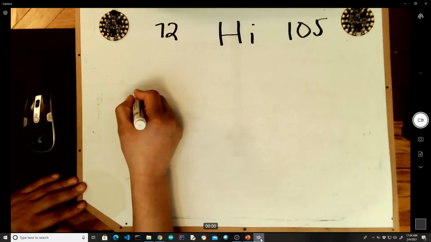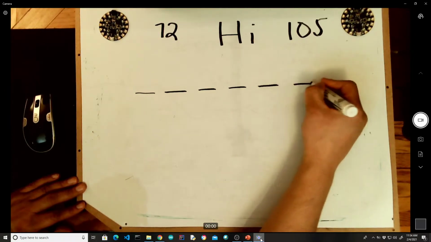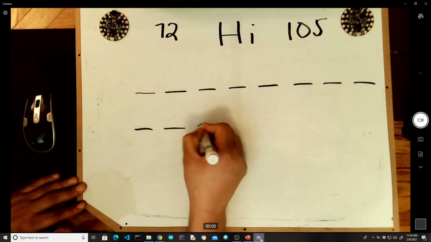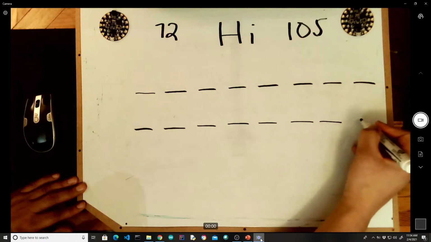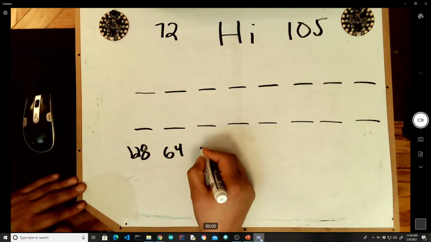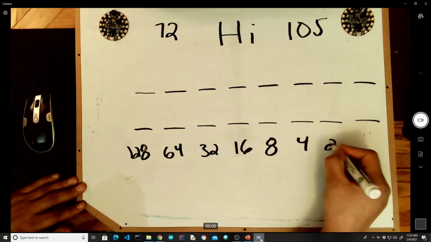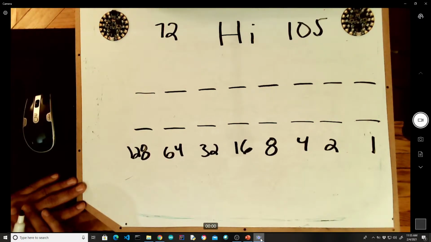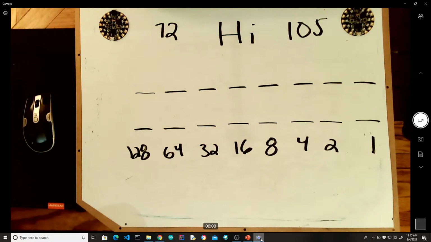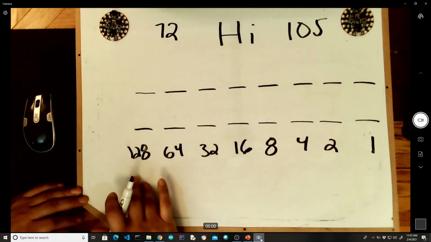We know that the computer communicates using 8 bits, so let's set up our 8 bits, and set the other ones underneath as well. Let's put our place values in: 128, 64, 32, 16, 8, 4, 2, 1. If this still feels a little uncomfortable to you, I will ask you to look at the previous video that talks about number systems. But these are the place values in a binary system.